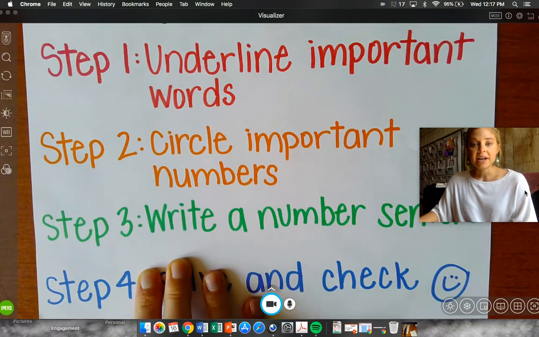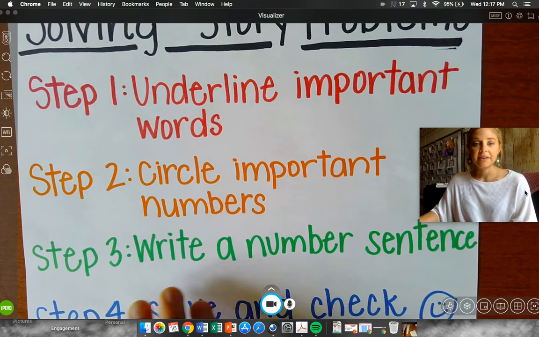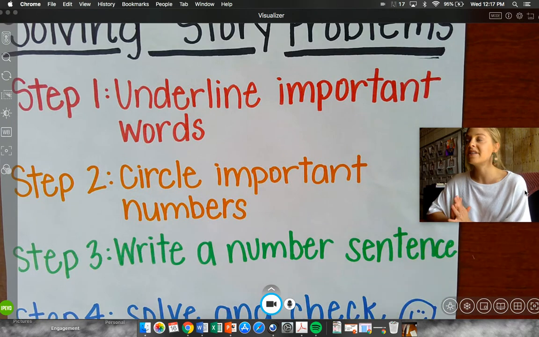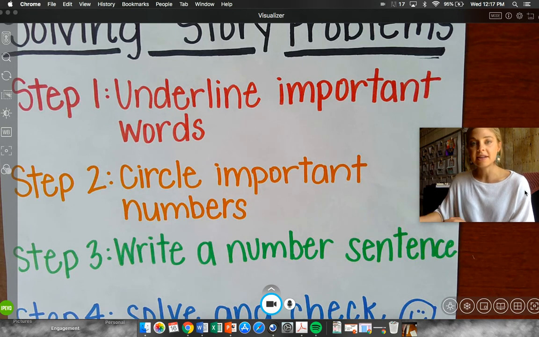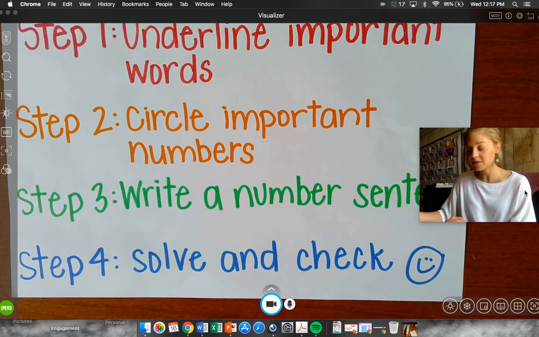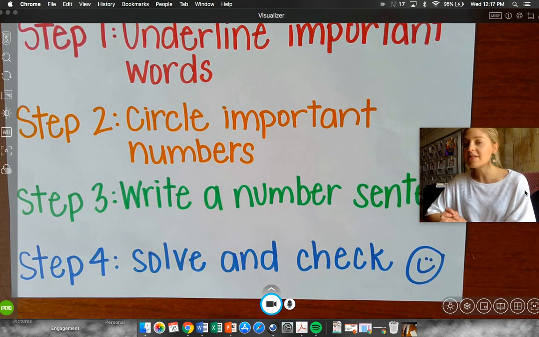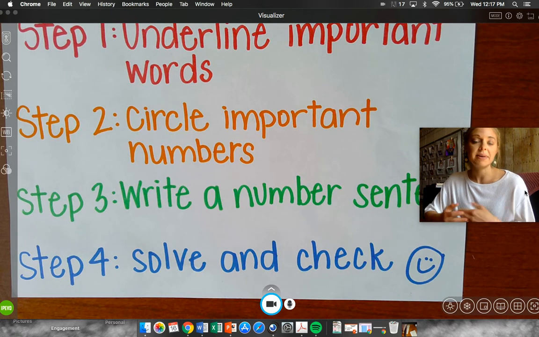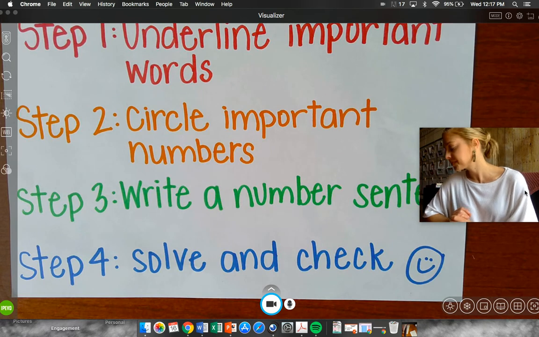So when we write a number sentence, that could be, for example, 378 minus 254, okay? And maybe that is the problem that we have to solve in order to find the answer. And then step 4 is to solve the problem. So solve your number sentence and then check your answer. That means double check. So resolve that problem to really double check that you got the right answer.